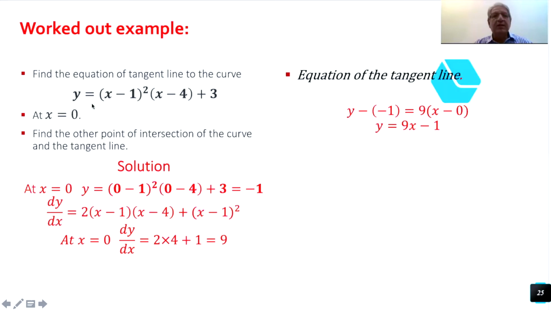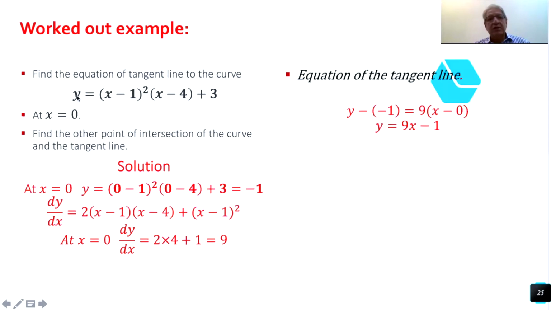We know already that x equal to 0 is one of the points of intersection. We want to see whether there is any other point of intersection, and if there is, we want to find it. Now, for any point of intersection of the line and the curve, you have to put the two functions equal.